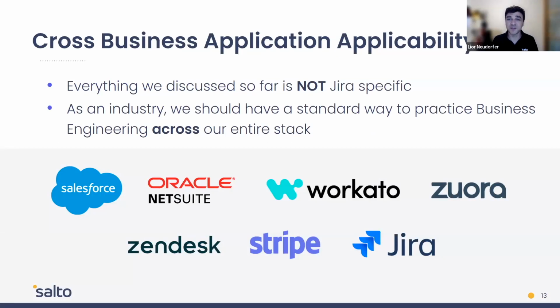If you have multiple business applications running as code, you can actually see integrations between them. So you can analyze them as one code base. So if something in Jira is somehow connected through some automation or integration to something in Salesforce, you see it because it's a single code base, and you can analyze it. You can see you're going to change something, it will affect Salesforce. This is the vision. We should have a standard way across the entire stack to practice business engineering.